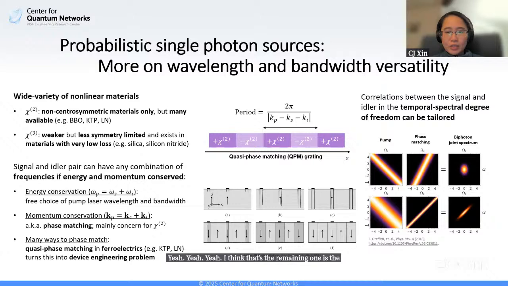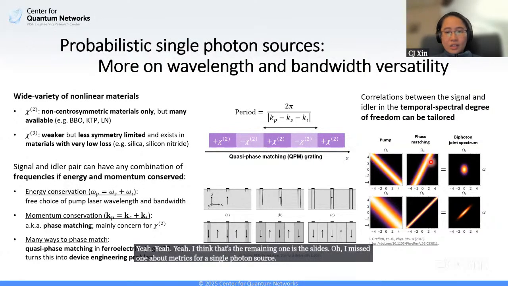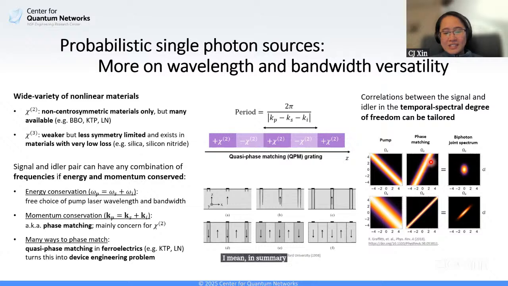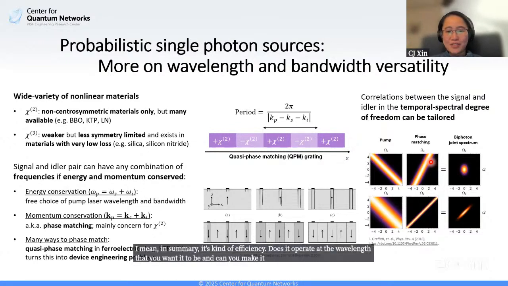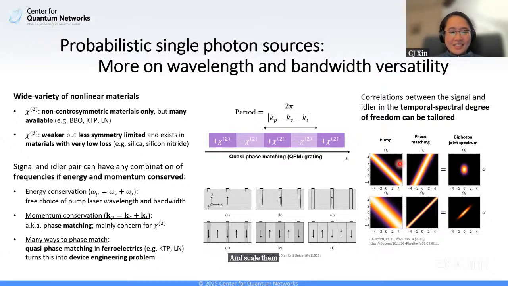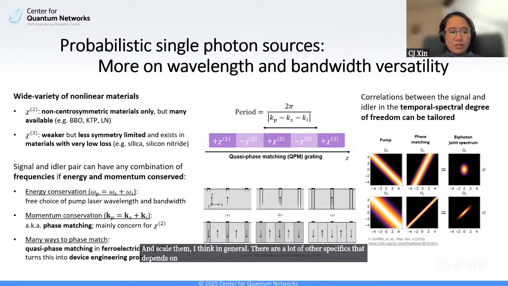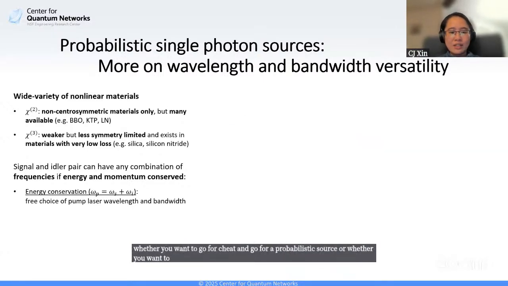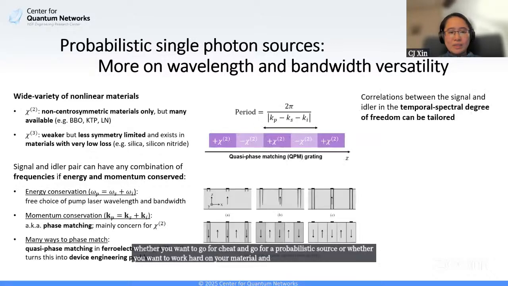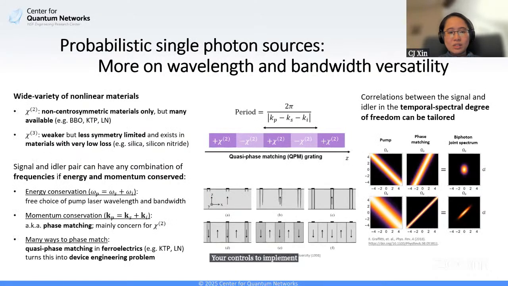Oh, I missed one about metrics for a single photon source. In summary, it's kind of efficiency. Does it operate at the wavelength that you want it to be? And can you make a bunch of them and scale them? In general, there are a lot of other specifics that depend on your particular material platform and whether you want to cheat and go for a probabilistic source or whether you want to work hard on your material and your controls to implement a deterministic source.